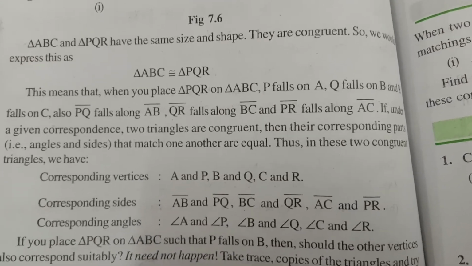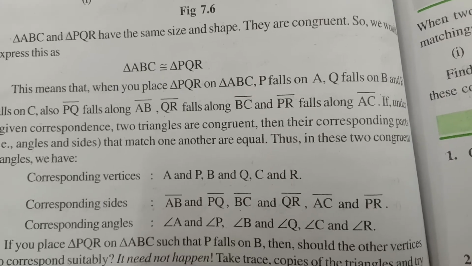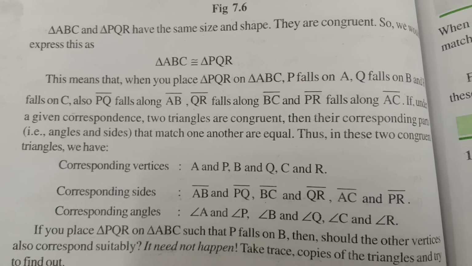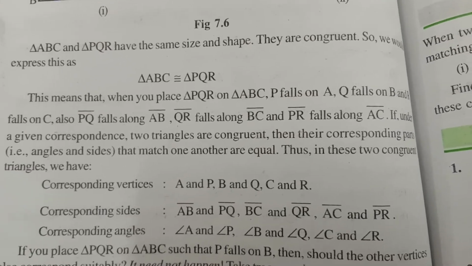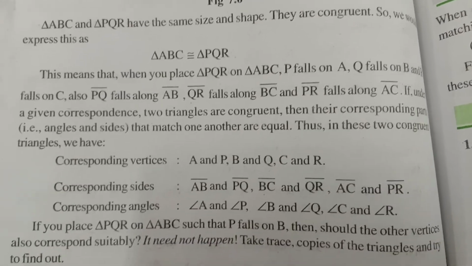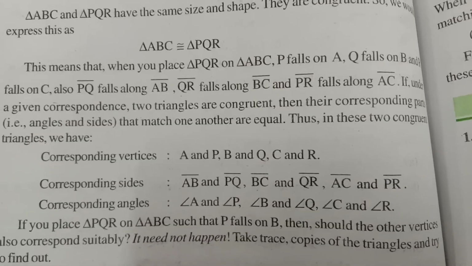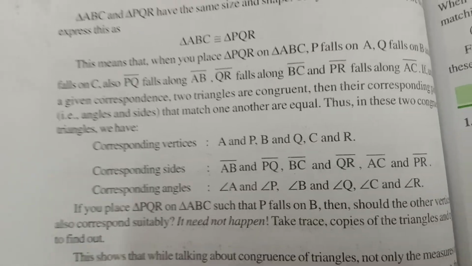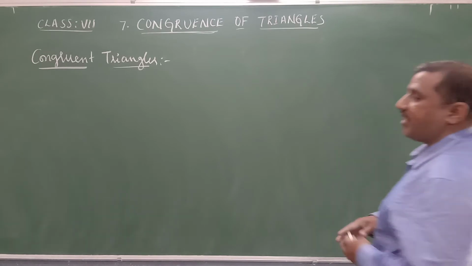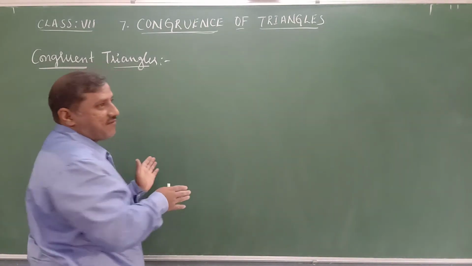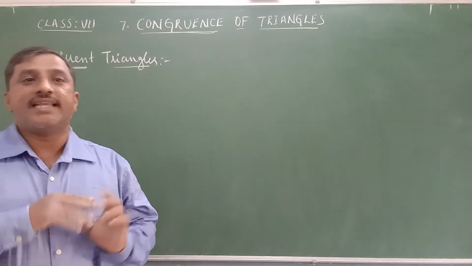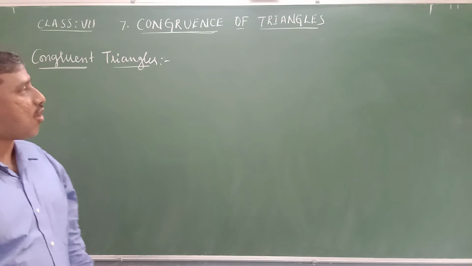If under a given correspondence the two triangles are congruent, then their corresponding parts, that is, angles and sides that match one another, are equal. Thus in two congruent triangles we have corresponding vertices, corresponding sides and corresponding angles. What are congruent triangles? If each triangle is a copy of the other, then the two triangles are congruent triangles.